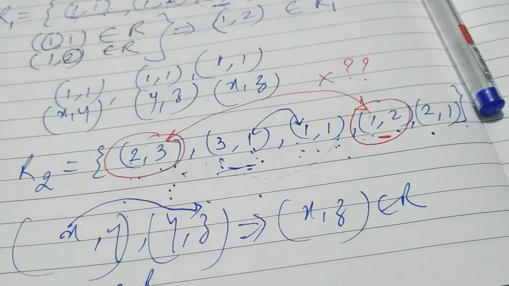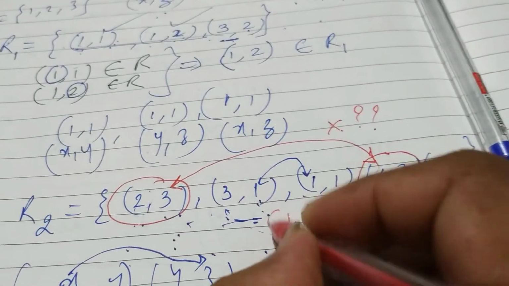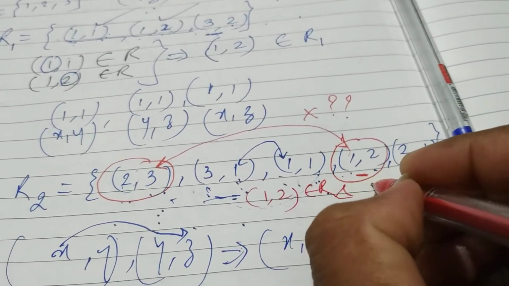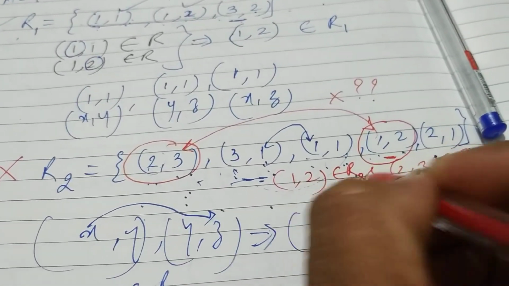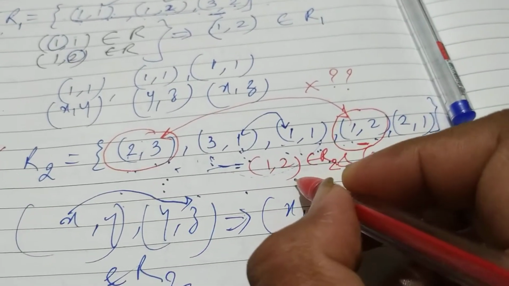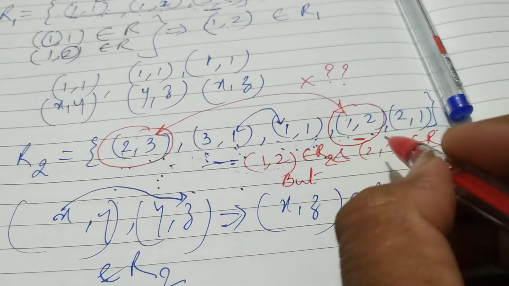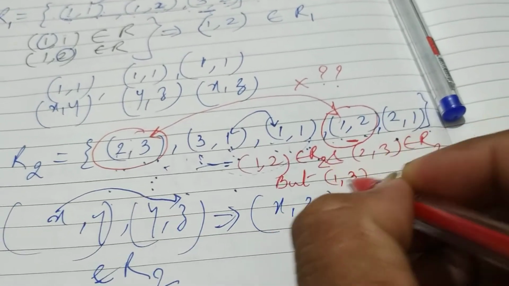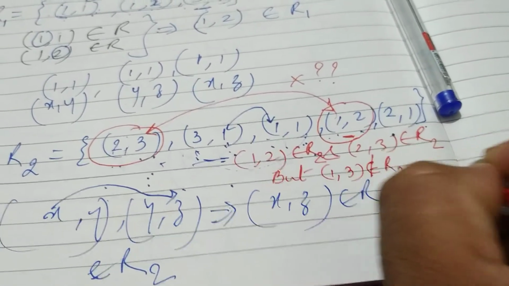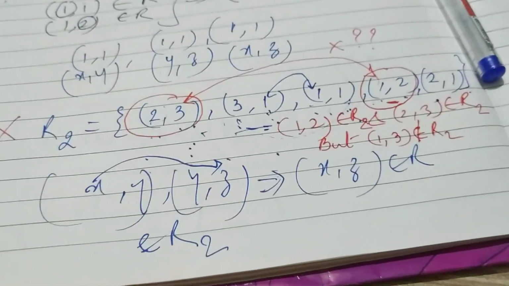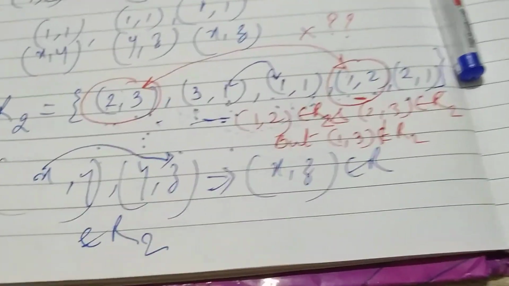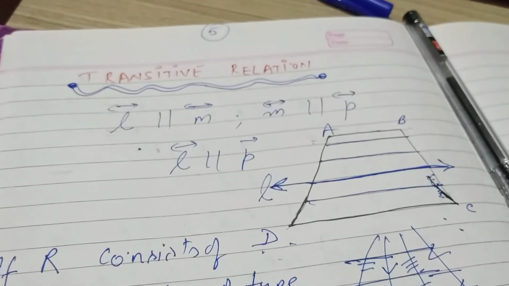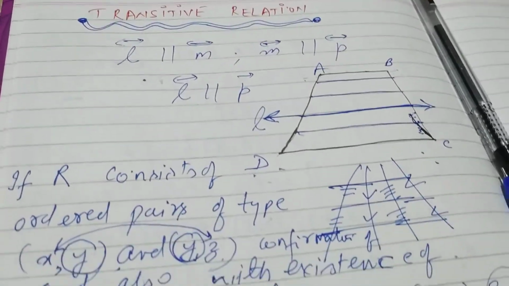We have to write it like this: 1 comma 2 is present in R2 and 2 comma 3 is present in relation R2, right? But 1 comma 3 does not belong to R2, hence it is not transitive. So this is the best illustration through which I can explain what basically a transitive relation is.